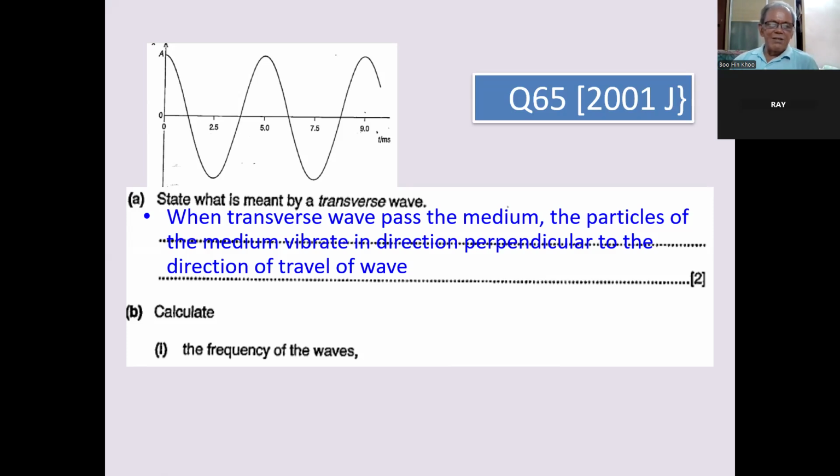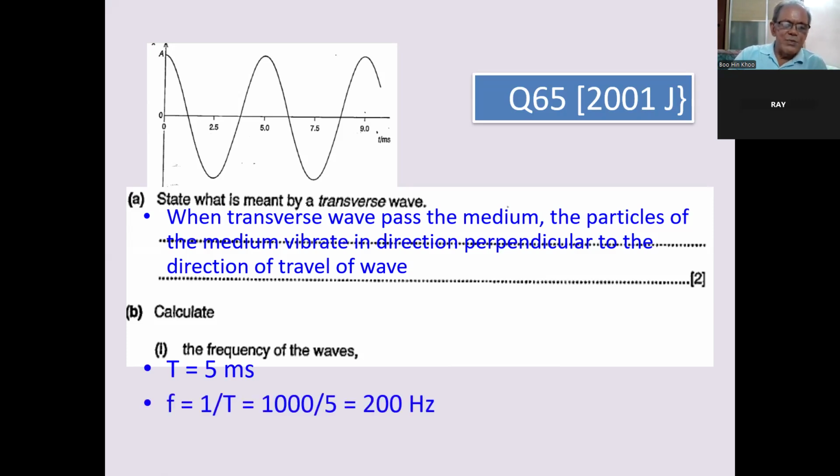Okay, how to calculate the frequency? Read the period. Period is 5 milliseconds. Frequency is 1 over period. Convert 5 milliseconds to seconds, it's 5 times 10 to the power minus 3. So 1 over 5 times 10 to the power minus 3, or 1000 over 5. So it's 200 hertz.